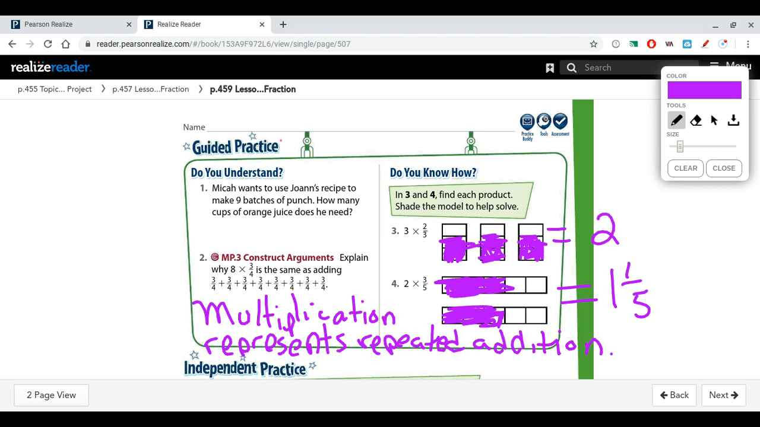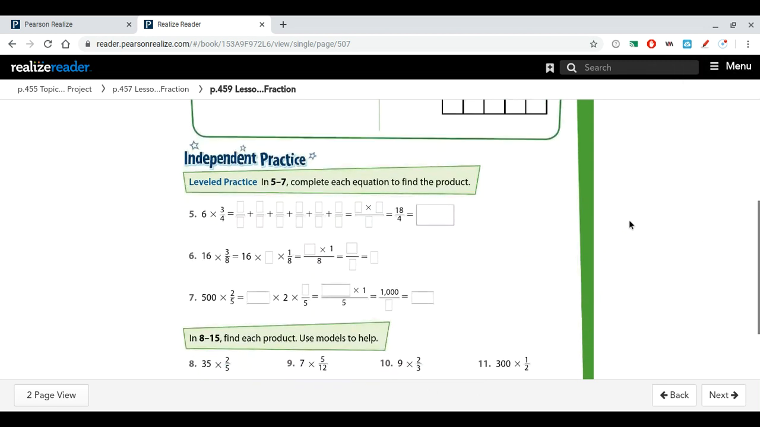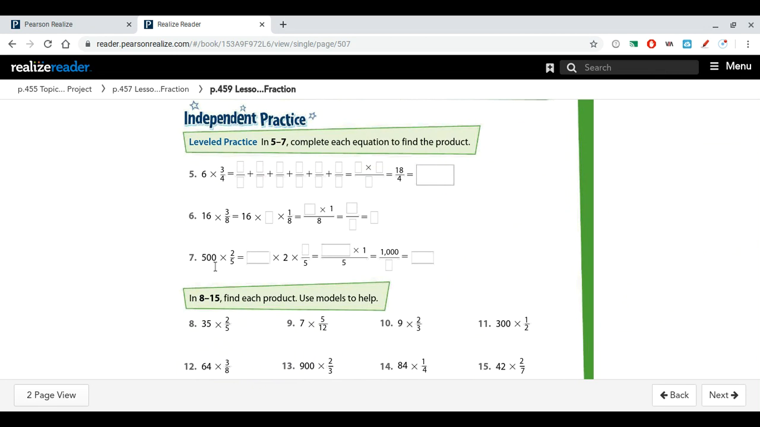So that's how I can use it with models: I can shade it in, and then I need to count every time I get to, here it was 3, every time I get to 5, that becomes a whole, and then I just add those together. Okay, so go ahead and scroll down and we'll take a look at your independent practice. We'll do a couple of these and then I'll assign some problems out for you guys.